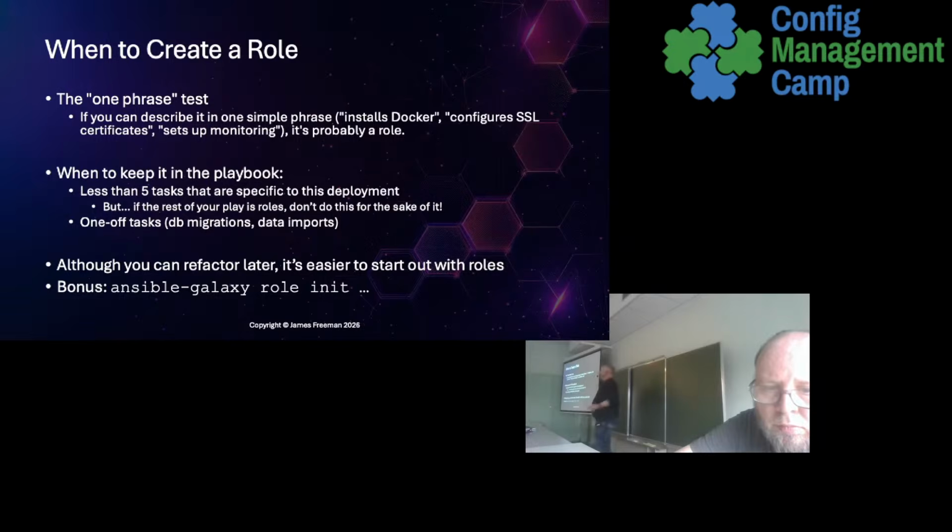We've talked a lot about roles, about not reusing code, about not repeating yourself, about not creating giant monolithic plays. When do you create a role? I put us on a rule of thumb here. This is, like so many things, opinionated. This is not necessarily a rule. If you break this, you're not committing the cardinal sin. But I think if you have a single phrase that describes what it can do, installs Docker is an example that I put on the slide, or configures SSL, those are generally multi-step actions.